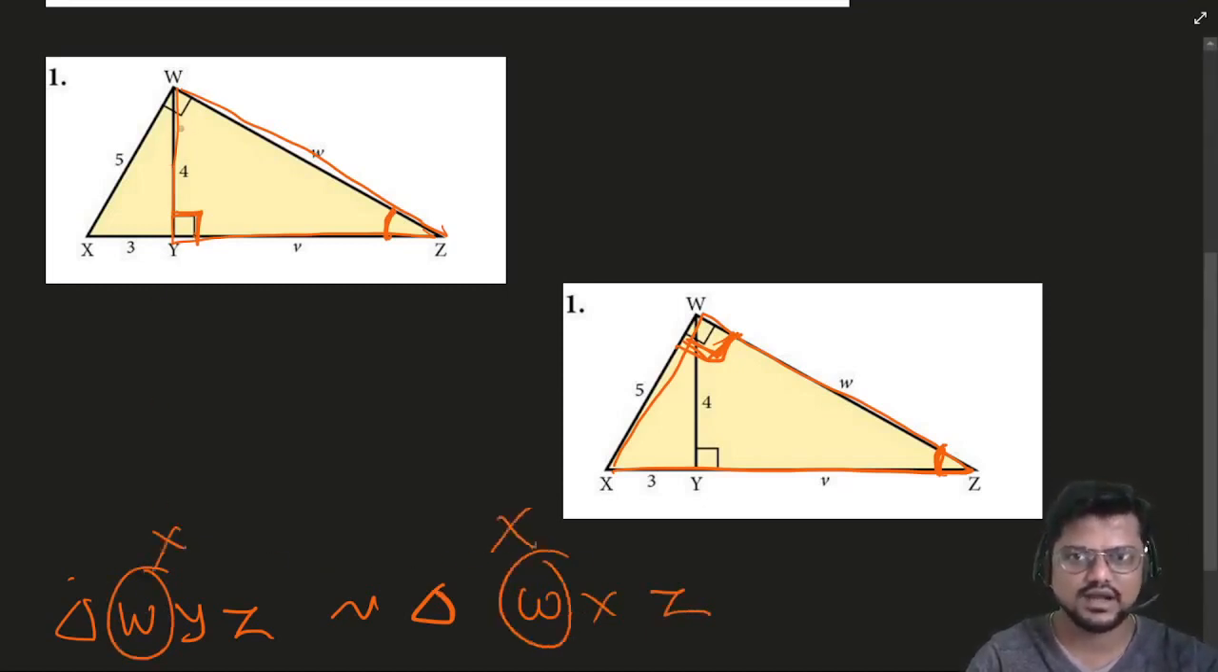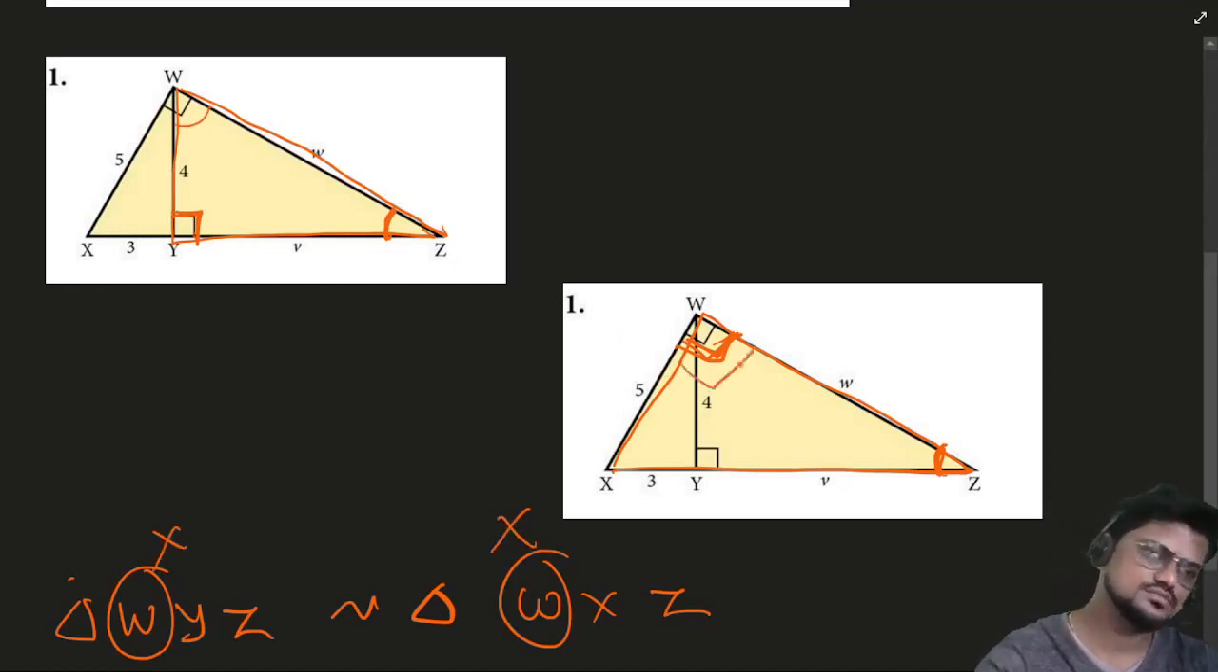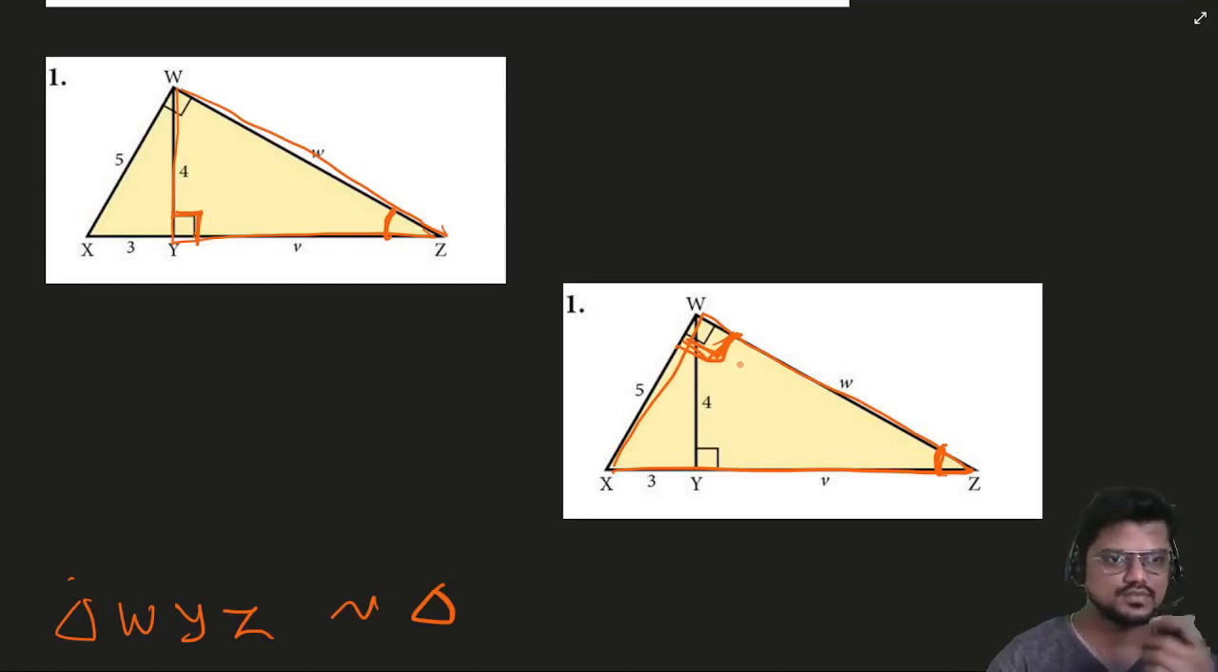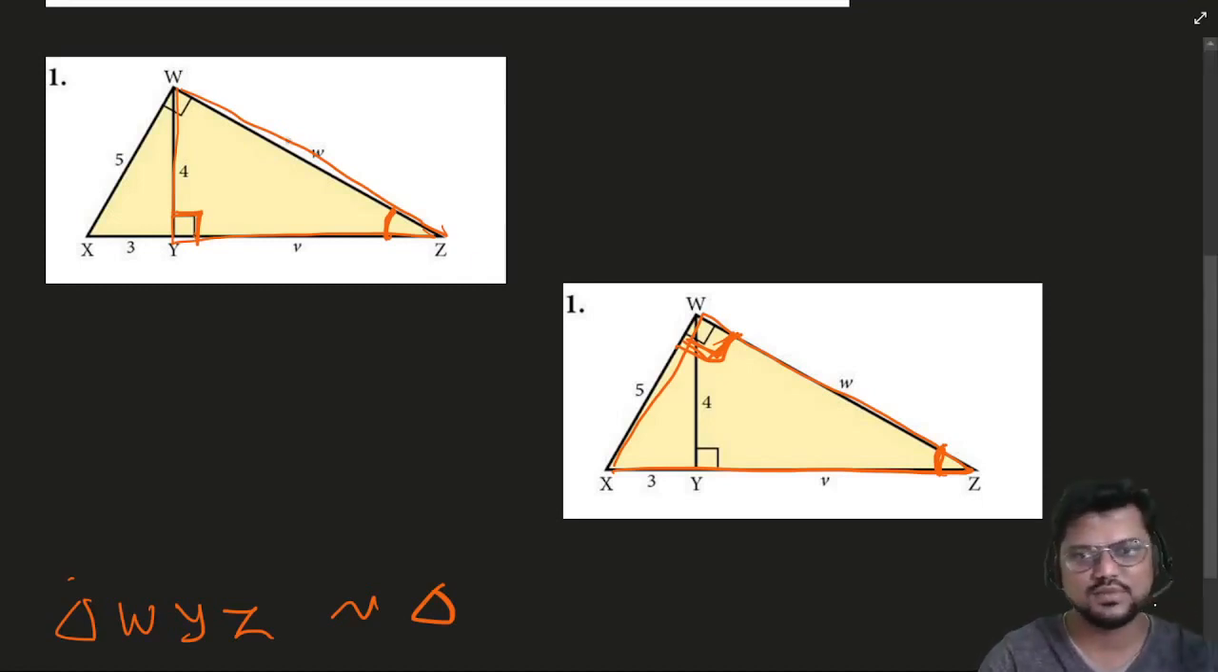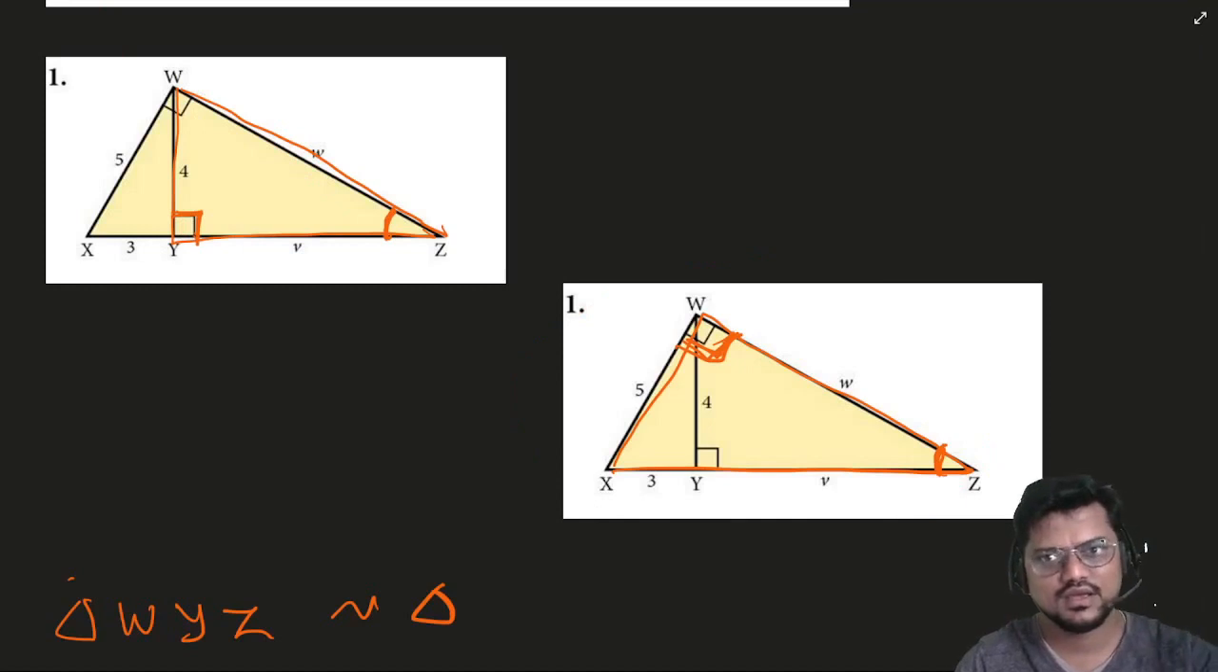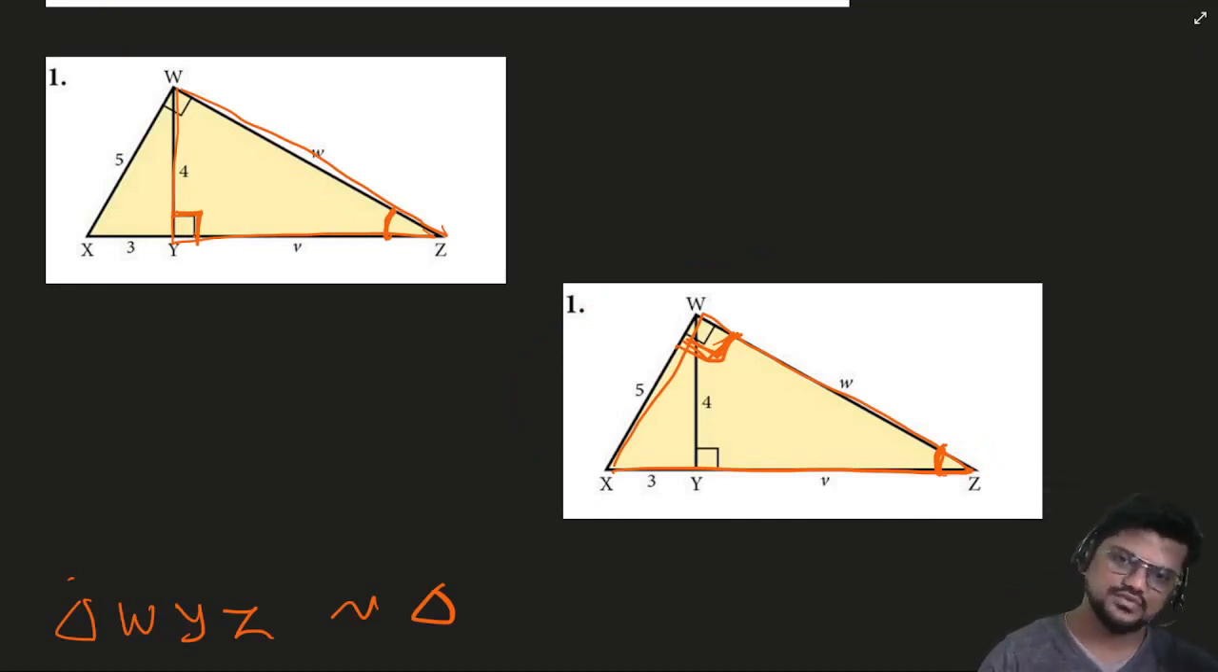Because over here, angle W is something like this. And over here, angle W is 90 degrees. So that's why it is wrong. YWZ. Then it will be the same triangle. I want the triangle name of this. XWZ. Perfect.